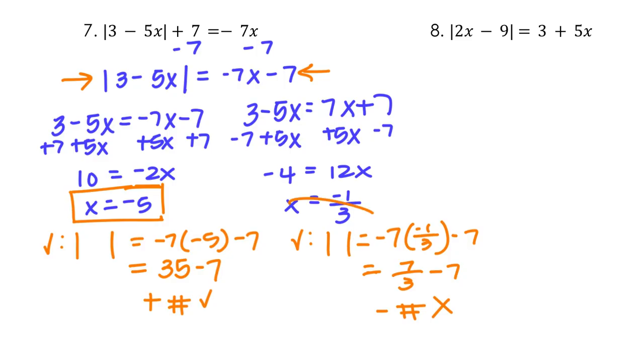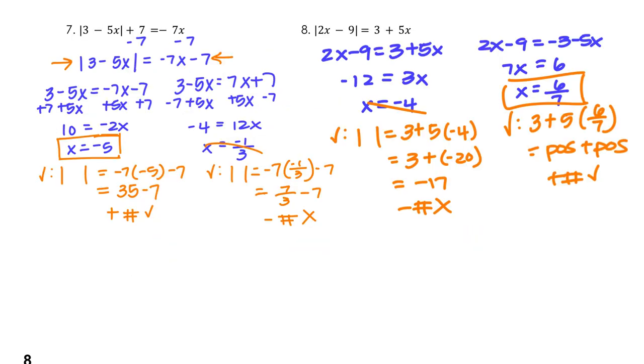Okay, before we finish up, I want you to try number 8. Check your answers, do both sides, all that good stuff. Okay, did you guys get negative 4 and 6 over 7? This was made before 6 over 7 was a thing. Just saying. Which one worked? The 6 over 7. The negative 4 did not work.